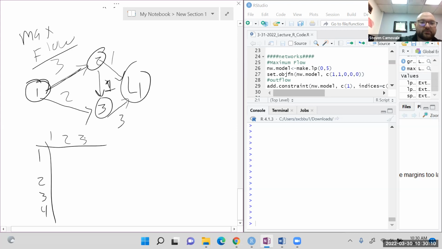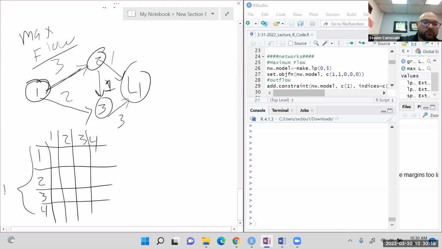1, 2, 3, 4. And typically the convention is it's a from-to. So we look from here to here. So here I just put whatever the costs are. And as you can see, there's nothing from 1 to 1. That wouldn't make too much sense. Sometimes you have a circular loop, but in this context, it doesn't make sense.